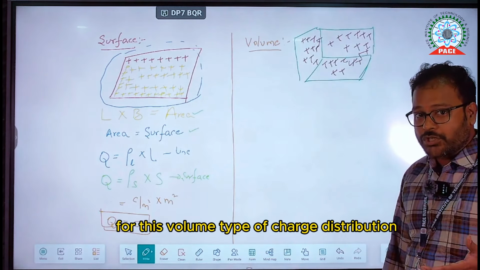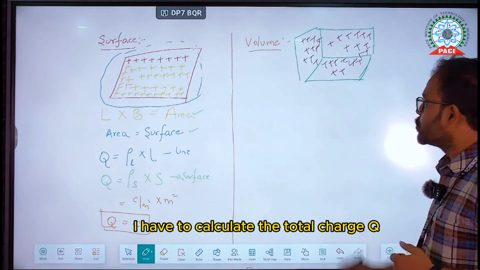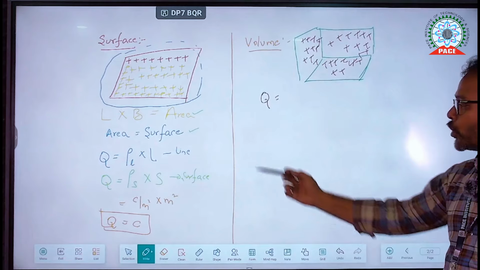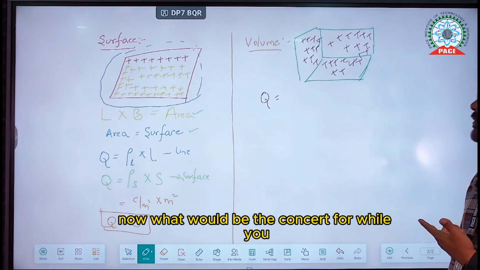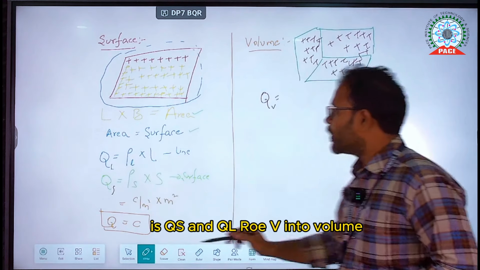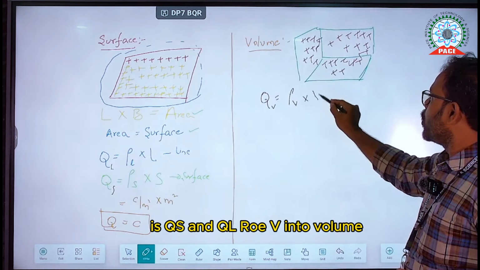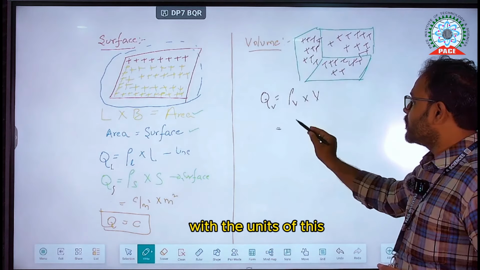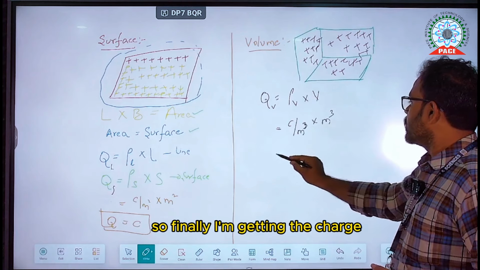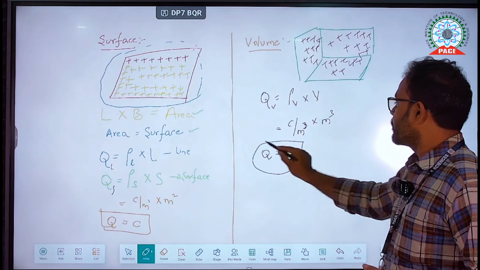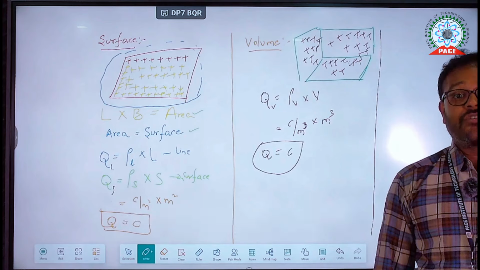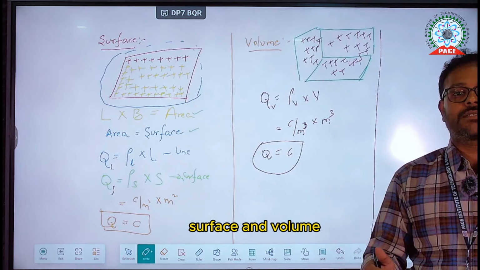For this volume type of charge distribution, I have to calculate the total charge Q. Just remember the previous ones: rho L into L is for the line type, rho S into S for surface type. Now what would be the concept for volume? Just as QS and QL, it is Q is equal to rho V into volume, where the units of rho V will be coulombs per meter cube and the volume units will be meter cube. So finally I get the charge. This is the process of calculating the total charge for the distributions of line, surface and volume.